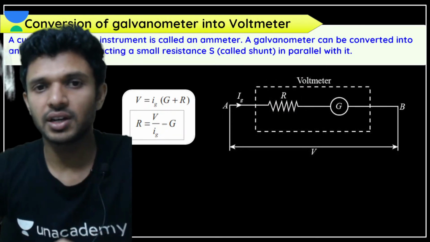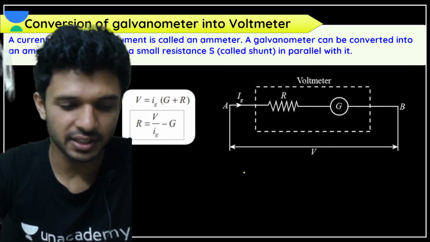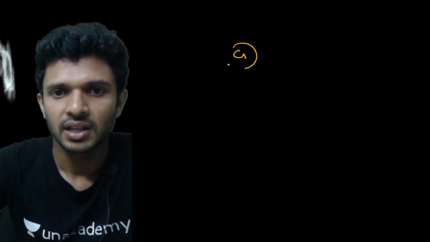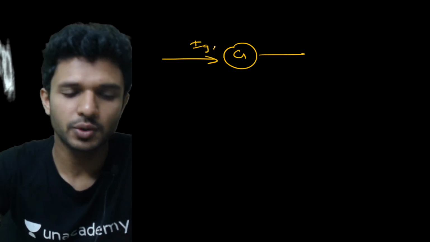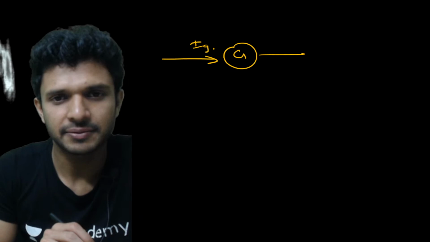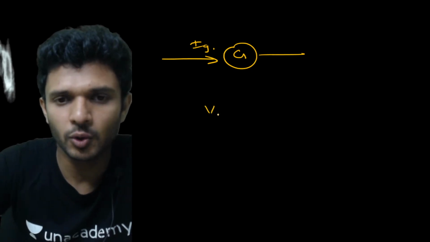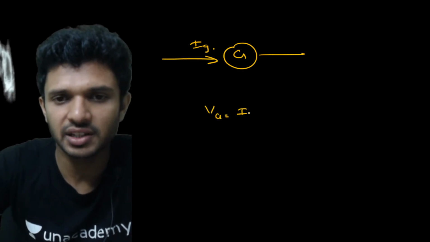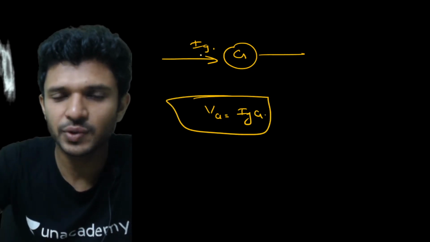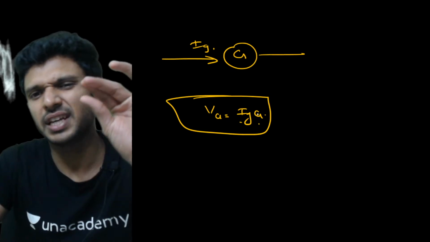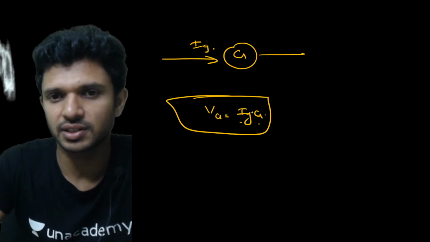So, conversion of galvanometer into voltmeter. We'll take a fresh page and understand. If it is a galvanometer, what's the maximum current it can pass through? Ig. So what is the maximum voltage that can be dropped across the galvanometer? Ig into G. You know that Ig is very small, so Ig into G is a very small voltage that can be dropped across it.